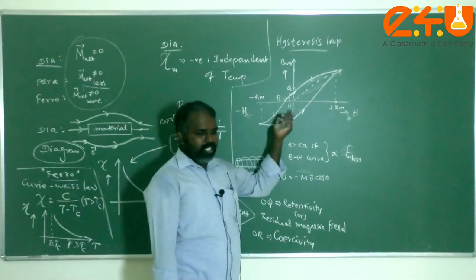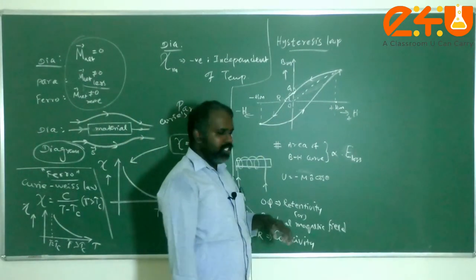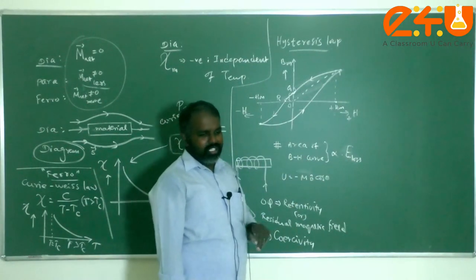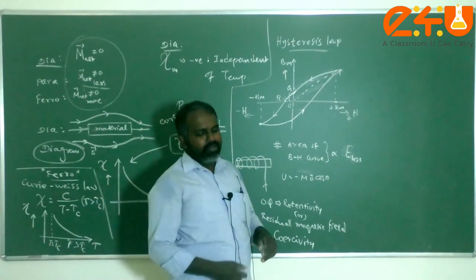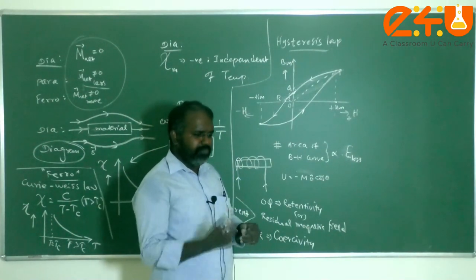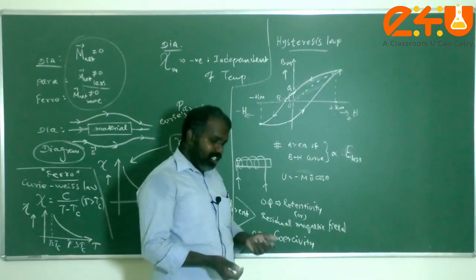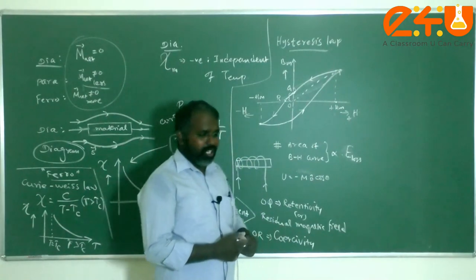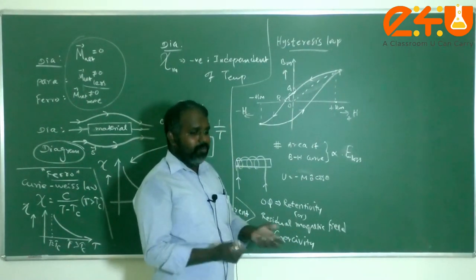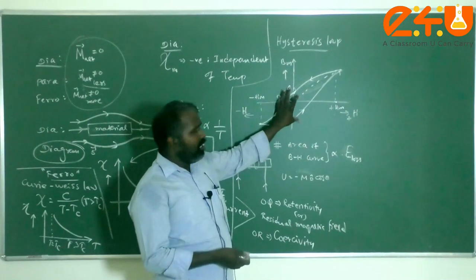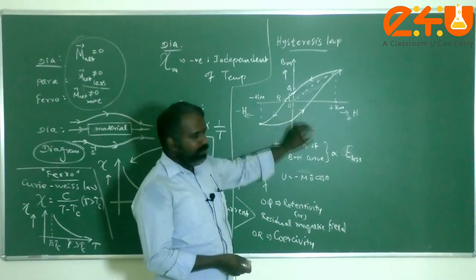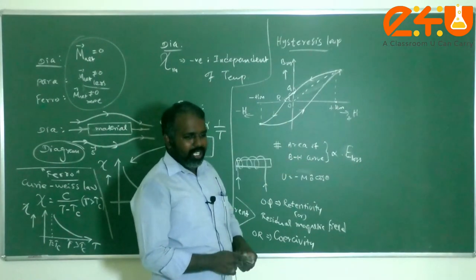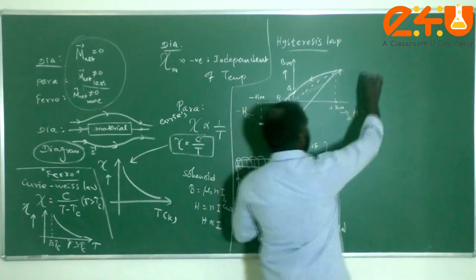So from this hysteresis loop, the information we can get is that the area of the hysteresis curve is directly proportional to energy loss. If you want to select a suitable material for making permanent magnets or temporary magnets, we have to select it carefully. For making good magnetic materials, the area of the hysteresis curve should be very small. That means energy loss should be less during the cycle of magnetization and demagnetization. Okay, students. So this is the information about the hysteresis loop.